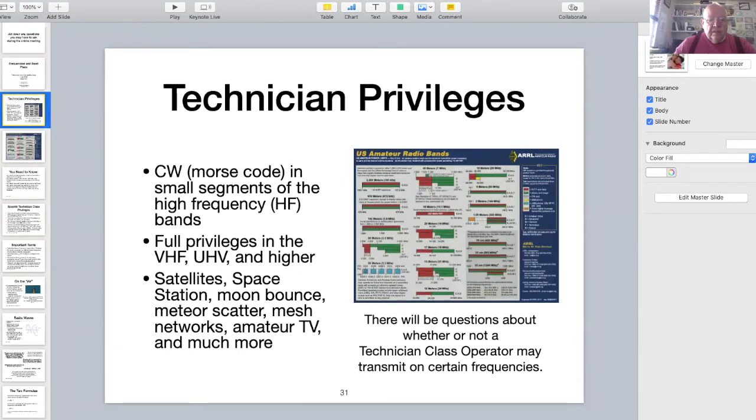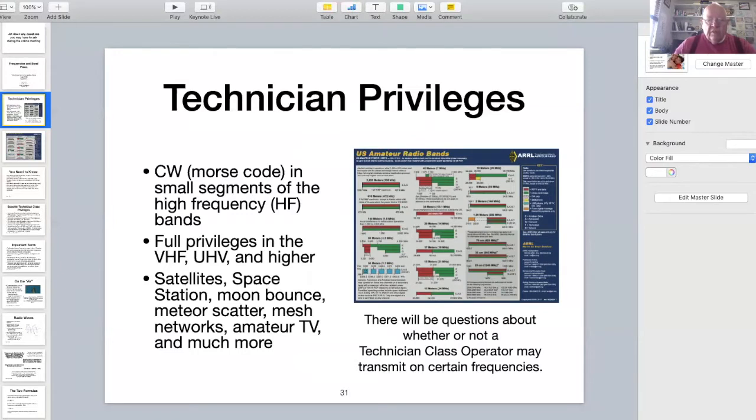The technician class license holders have access to a number of frequencies. The ITU, the International Telecommunications Union, coordinates frequency allocations around the world, and the FCC in the United States makes the frequency range assignments for U.S. amateur radio operators. The color chart on this slide shows all of the frequencies that the amateur radio service can use and defines which license classes have access to various frequencies and how these frequencies can be used.